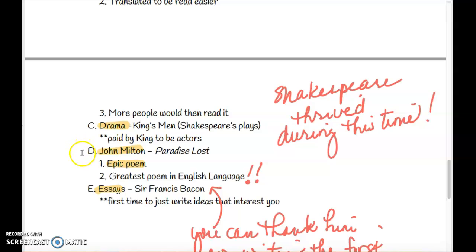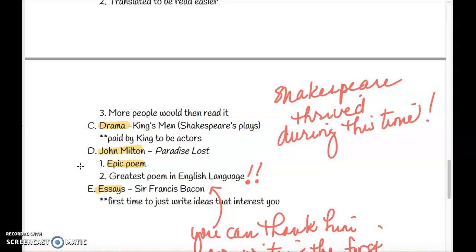Then we have John Milton, who wrote an epic poem. His poem was called Paradise Lost, and it's considered the greatest poem in the English language. Now, poems that you know of, like Beowulf or the Odyssey, were written down as stories that were orally told somewhere along the line. This poem was so great because John Milton sat down and said to himself, I'm going to write an epic poem. I'm just going to do it. I'm going to think of a topic and I'm going to write about it.